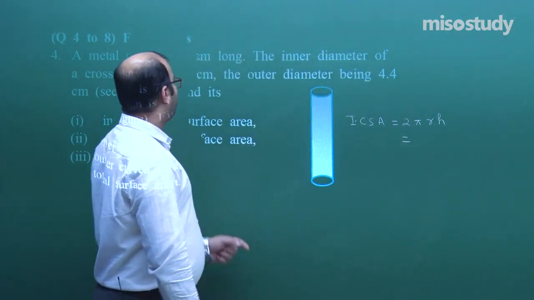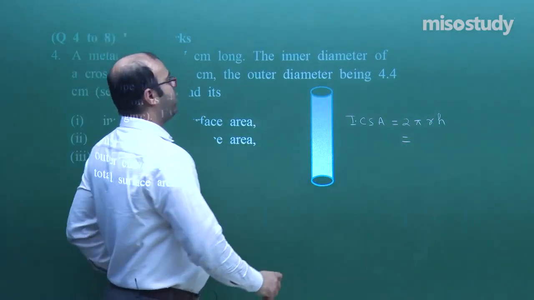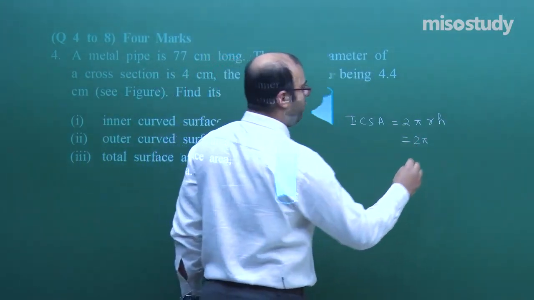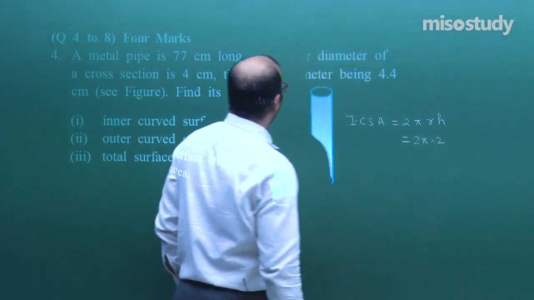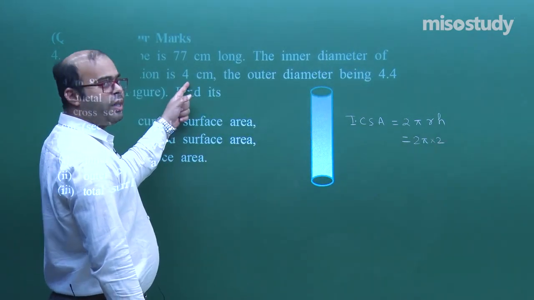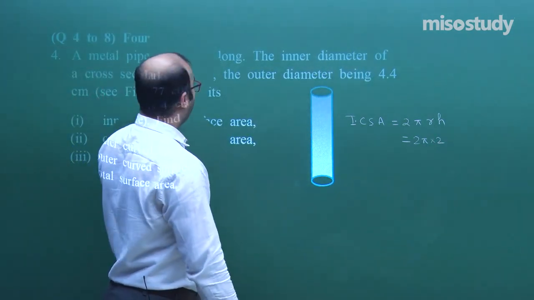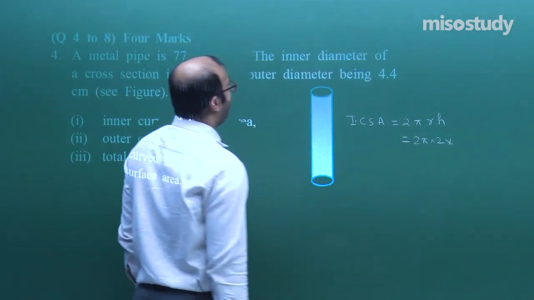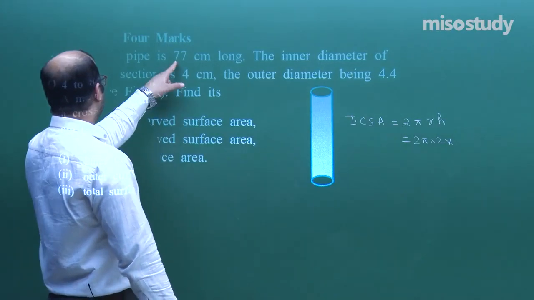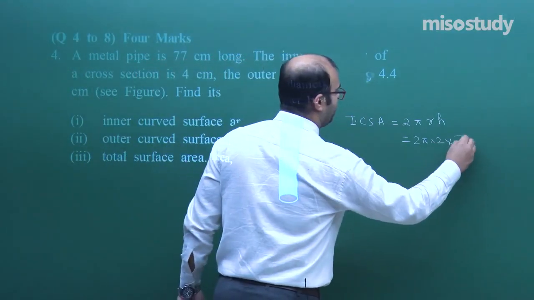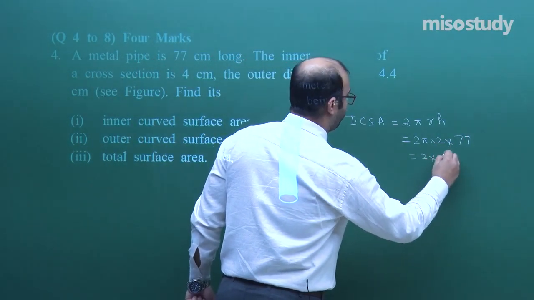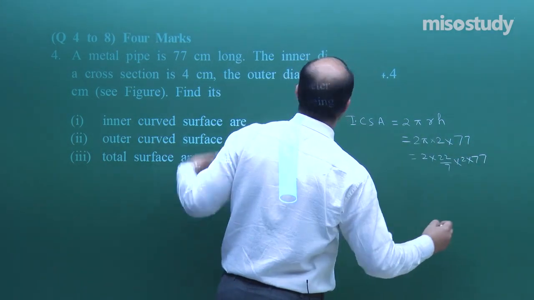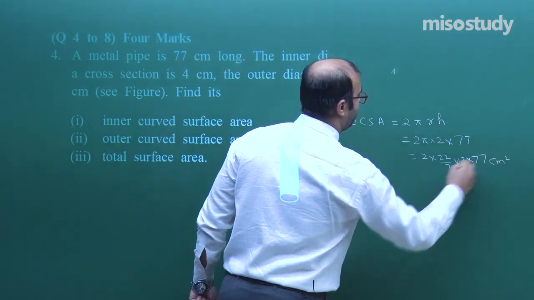What is inner radius? Inner diameter is given, 4 centimeter. So, inner radius is going to be half of 4, that will become 2 centimeter. This is the inner radius, and height is given to us as 77 centimeter long. So, this is 2 into 22/7 into 2 into 77, and the units are in centimeter. So, we will say centimeter square.